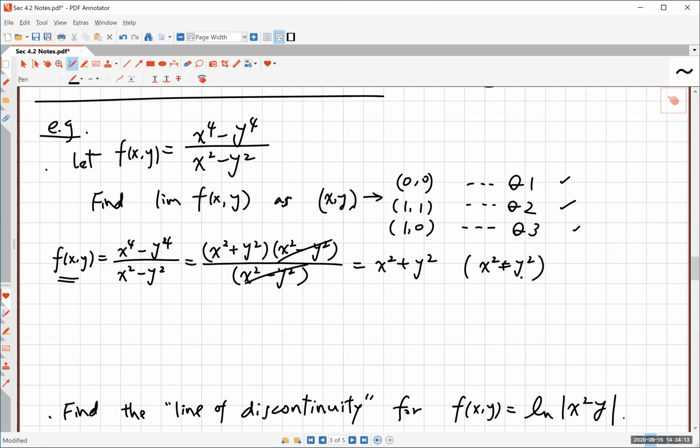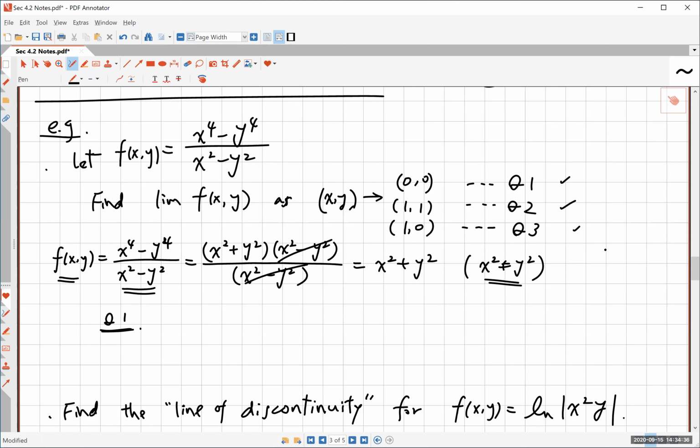Now, why do I say that? Because if they are equal to each other, the function is not defined, so that is not equal to this. But as long as x squared is not equal to y squared, then this function is identical to the function x squared plus y squared. So with that, question 1 is actually easy.